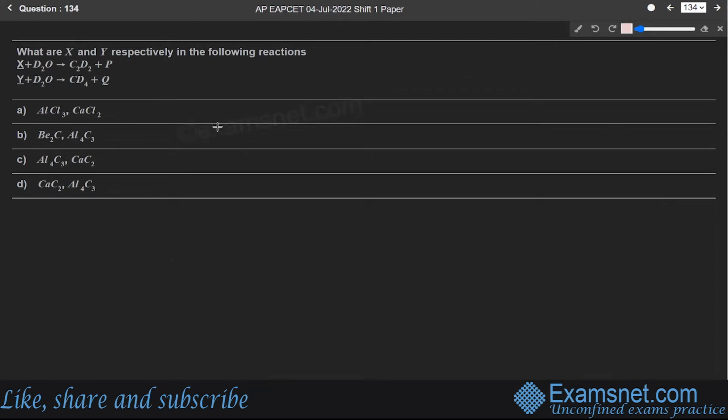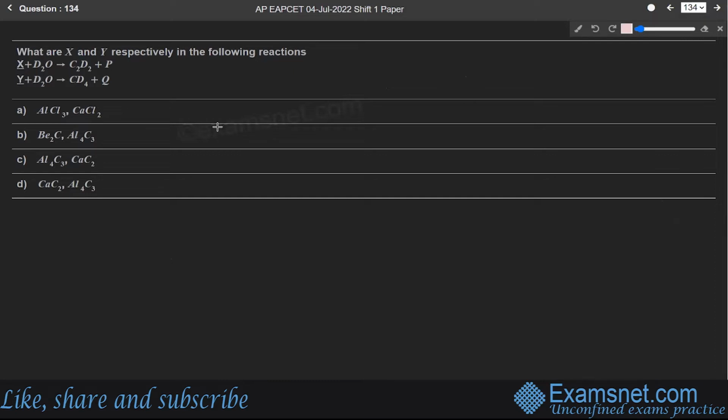So let's go to this 134th question. The question states, what are X and Y respectively in the following reactions? X plus D2O gives you C2D2 plus P. Y plus D2O gives CD4 plus Q. They have asked us X and Y.